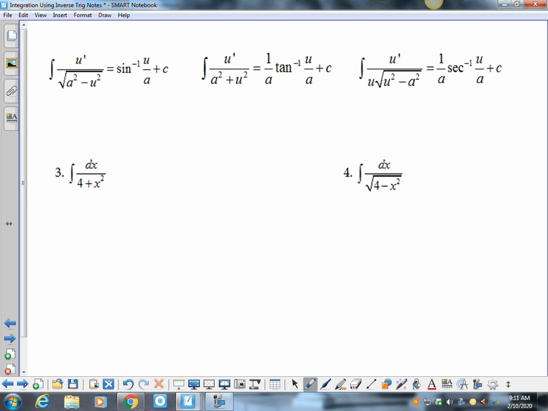Okay. Now, number 3, I do not see a root. So what are we thinking? Tangent. It's still the a squared and the u squared, all that's the same. So who's your a squared? Who's your u squared? So who's your a? Who's your u? And who's your du? So don't need a thing.